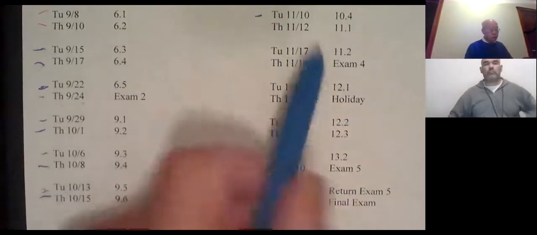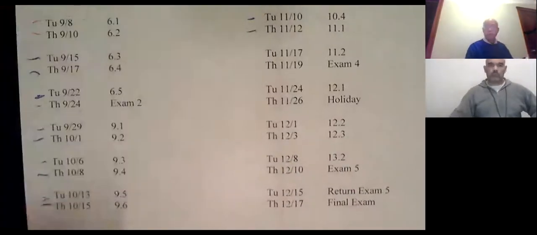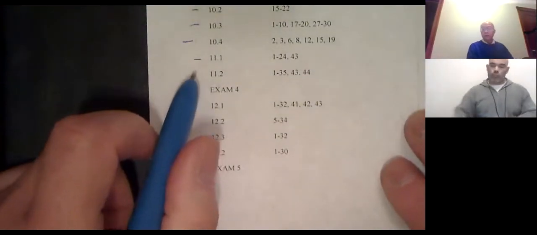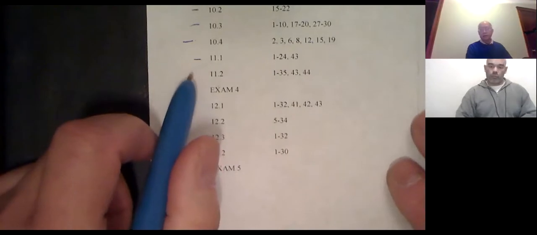All right, so we are here, 11.1, the derivative of the natural log function. Okay, and we have 1 to 24, 43. Again, I'll do as many evens as I can. And again, I hasten to add, it's my evens, which may not match your evens, but still, you're learning material anyway.